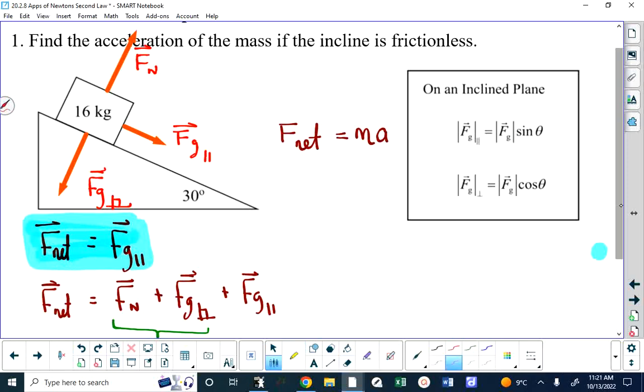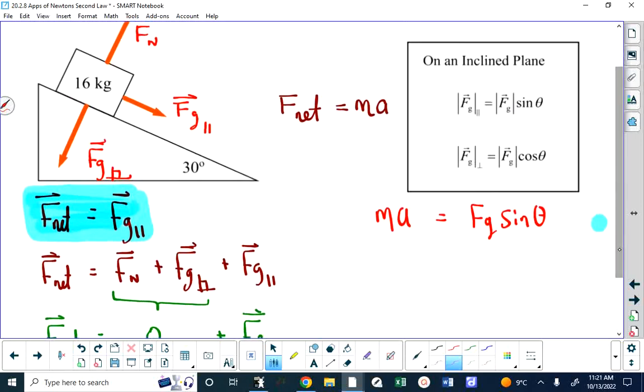I'll build the equation here. MA, which is the net force, equals FG parallel, which is the force due to gravity, times the sine of the angle. I don't know that you need to write what I'm going to write. I'm just in teaching mode right now. This is F net. This is FG parallel. But since they're equal, I just put them equal to each other. If F net is MA and FG parallel is FG sine theta, then I put them equal to each other.